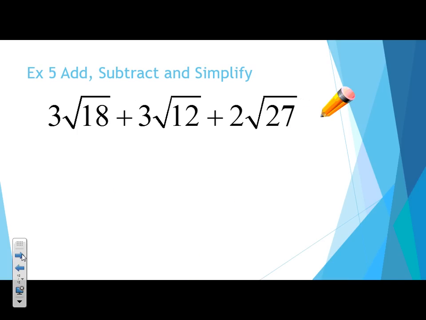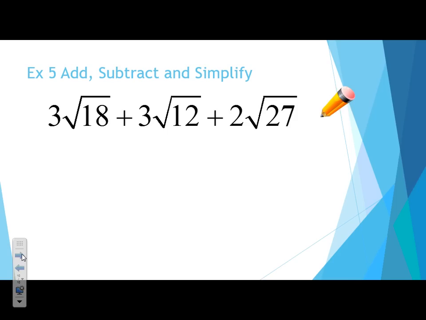Here's the last one. Got to make it a tough one, you know. So we're going to add, subtract, and simplify, whatever we need to do. We have 3 parts to this problem, so 3 things to think about. We have a 3 square root of 18, a 3 square root of 12, and a 2 square root of 27. So it looks like none of those are alike right now. I'm going to need to simplify each and every one of them first.